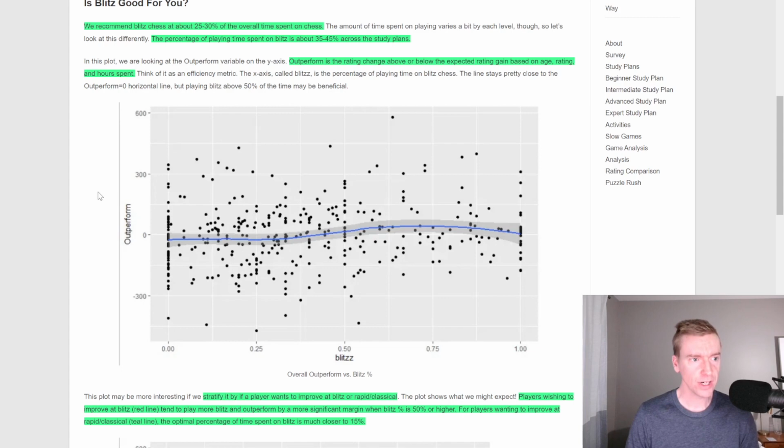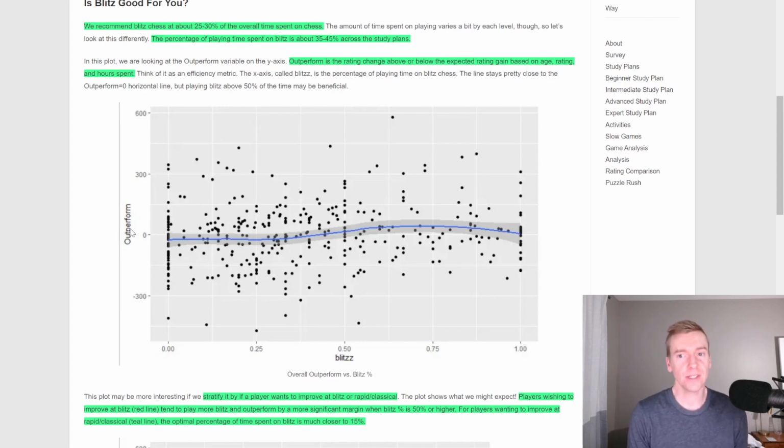Looking at this chart here, there's a lot of black dots, and there's this blue line cutting across the middle. So what's happening here is on the y-axis, we have this variable called outperform. What outperform is, it's the expected rating gain for a player based on their age, their current rating, and how many hours a week they spend on chess. And then we take the amount of points they actually gained and subtract off what we expected they gain.